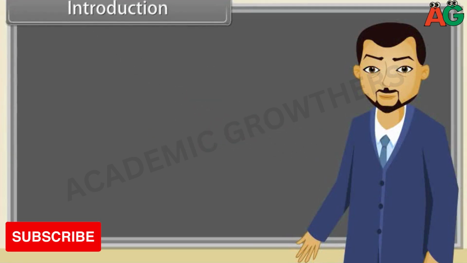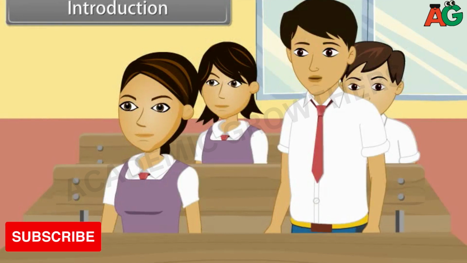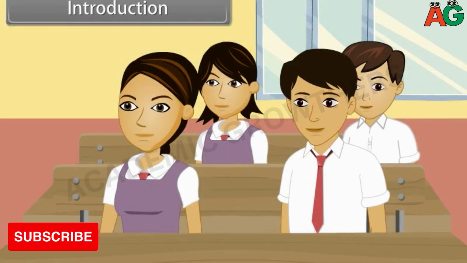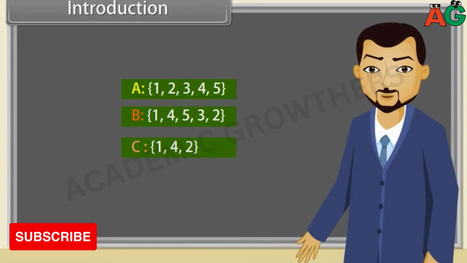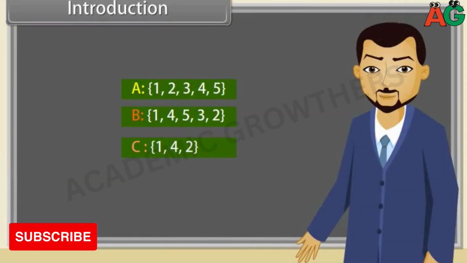Introduction. Students, look at these two sets. What can you say about these two sets? These both are equal sets. Very good. A and B are equal sets. Now if we take this set C, what can we say about this? The set C is a subset of set B and set A. Teacher, what is a subset? Come, I will teach you.